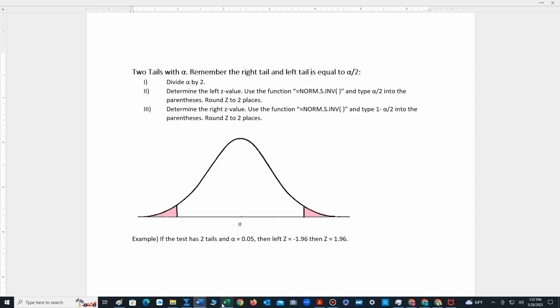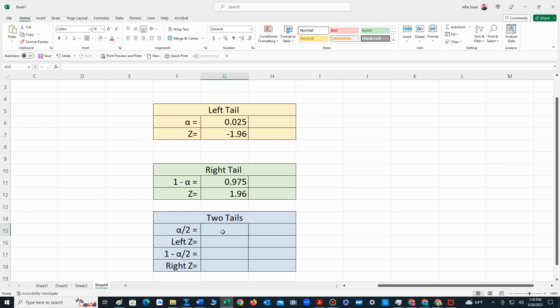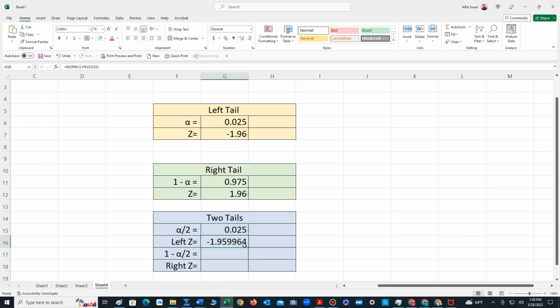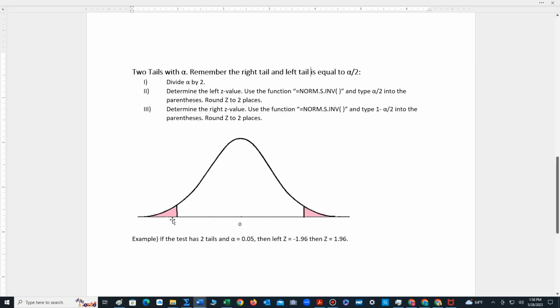If we divide that by 2, let's type that in over here. We have alpha 0.05 divided by 2. That's 0.025. And then we can, once again, type in our function norm.s.inv to calculate the left critical value. And let's round that to 2 decimal places. So that's negative 1.96. So that's going to cover the left critical value.